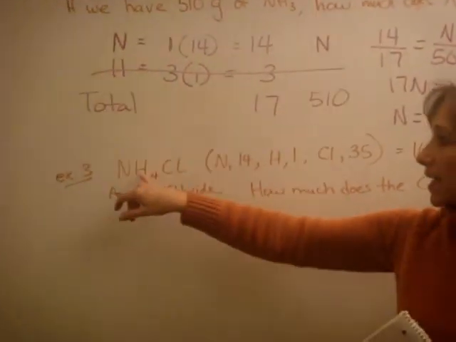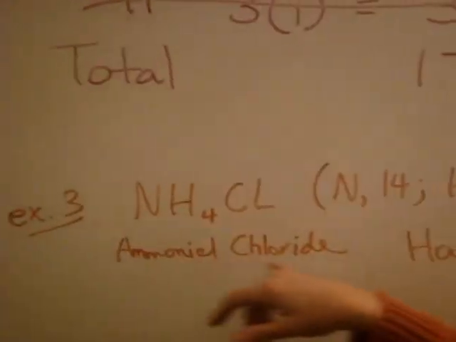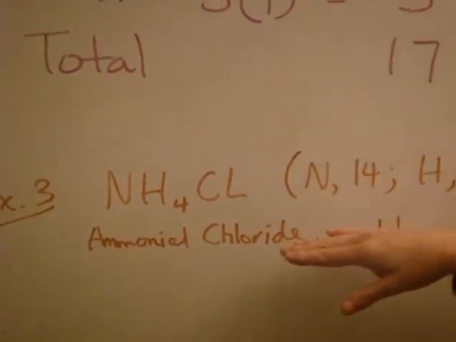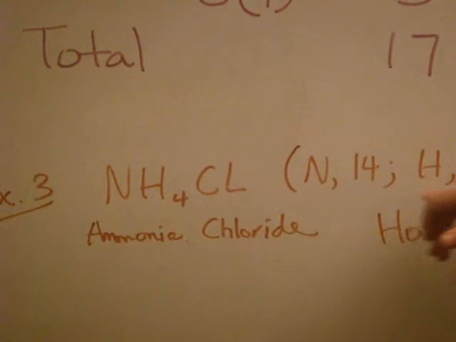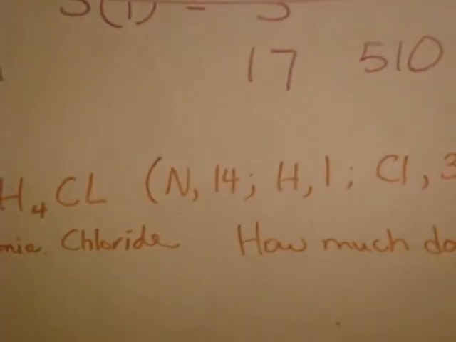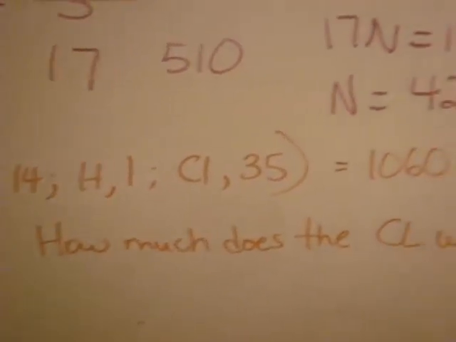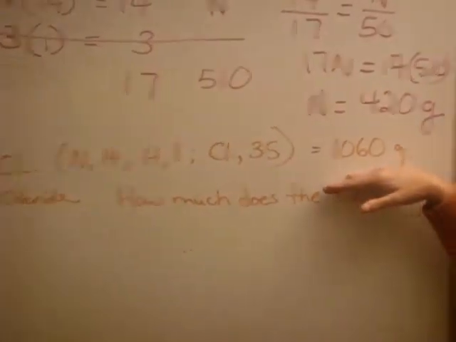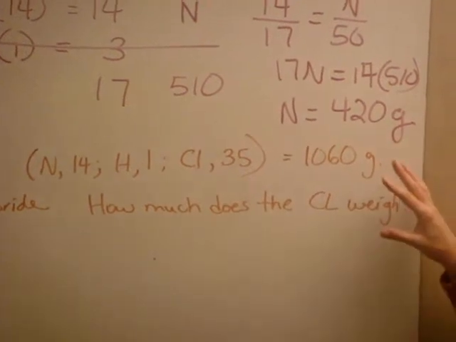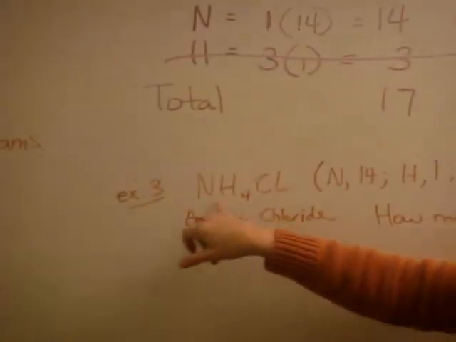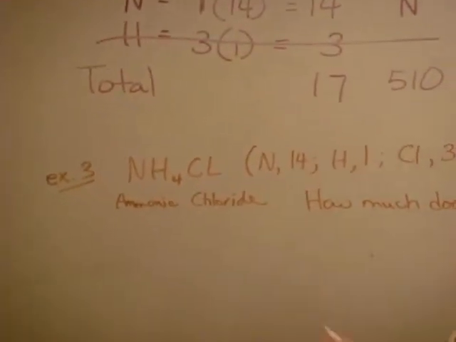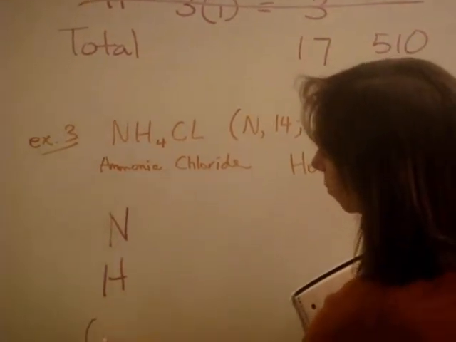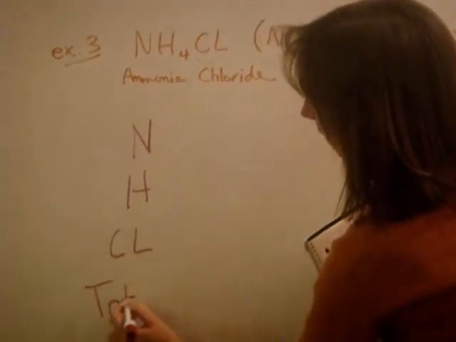This is NH4Cl, which is ammonium chloride. They're giving us the weights of each different part of it, and they want us to find out how much the chloride, which is the Cl, weighs if the whole molecule weighs 1,060 grams. So this time we have 3 atoms that we have to write. So we have our nitrogen, our hydrogen, and our chloride. And then we're going to have our total column again.